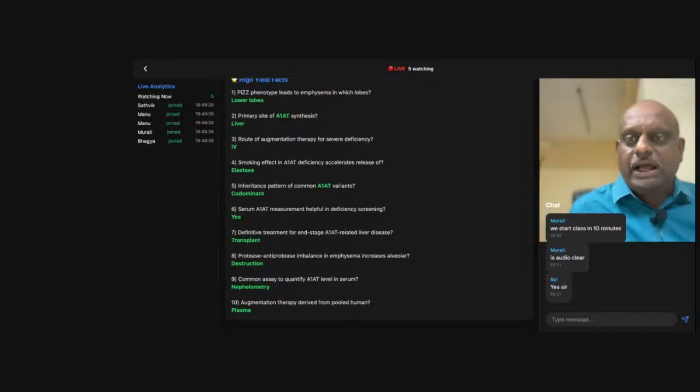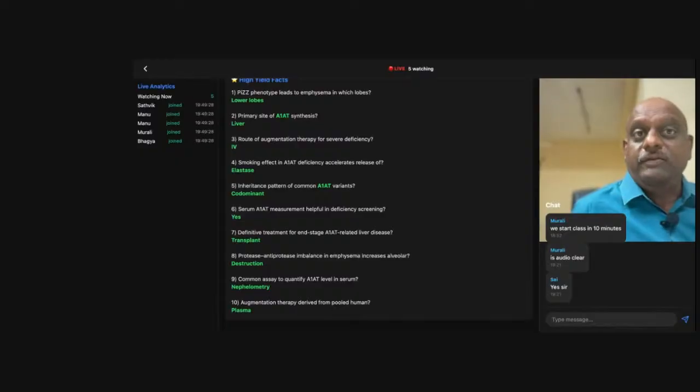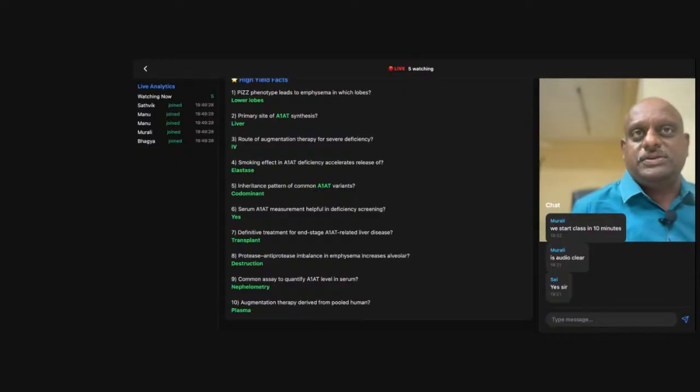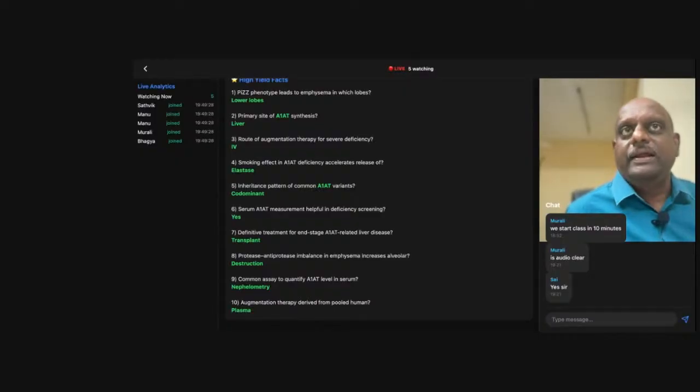So whenever alpha-1 antitrypsin deficiency is there, which part of the lung is involved, doctor? Lower lobes of the lung are the ones which are predominantly involved, is what you need to remember. And we use nephelometry in order to quantitate the alpha-1 antitrypsin levels. Right?